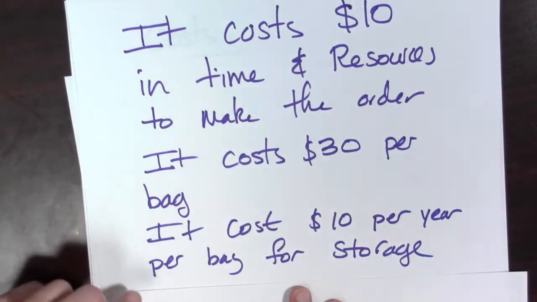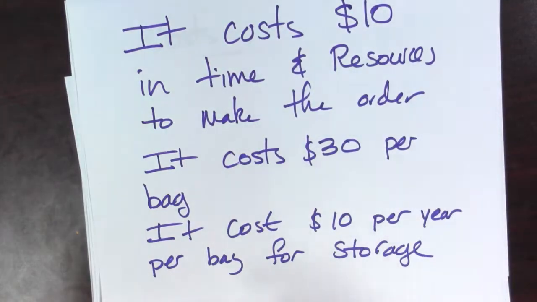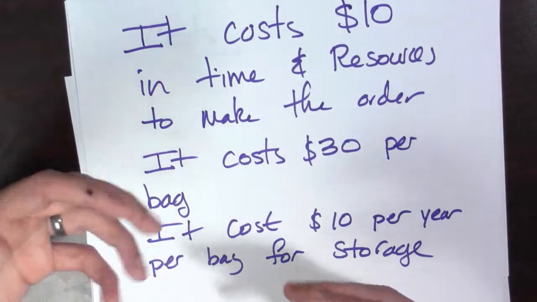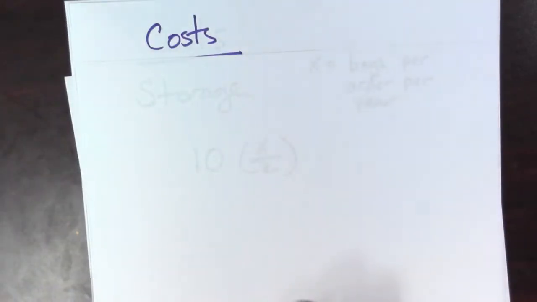And it costs $10 per year per bag for storage. So you have to keep it someplace. You have to pay people to move them around. 70 bags of cat food, or however many you have, take up space. So what's the cost?